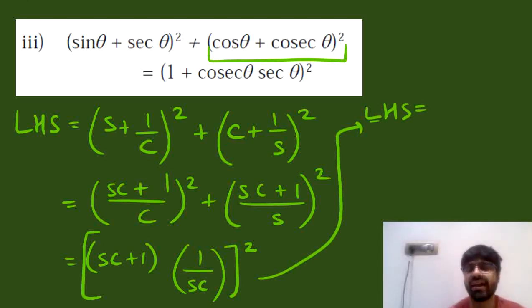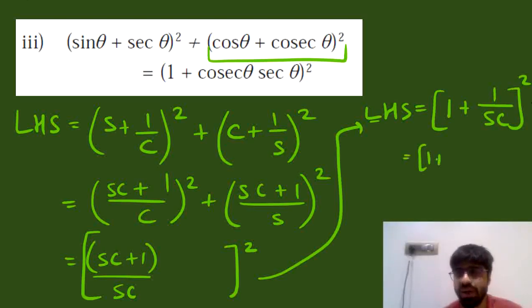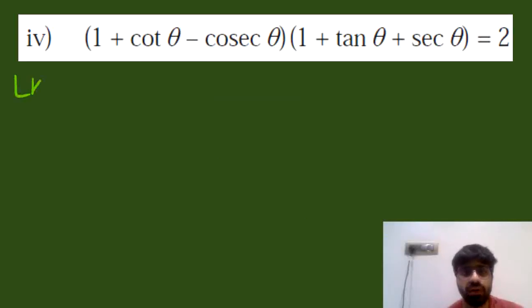So finally, when you open the bracket, it's like sine theta cos theta plus 1 upon sine theta cos theta only. You split the two terms. So the first term would be sine theta cos theta upon sine theta cos theta, which is 1, plus it is 1 upon sine theta cos theta, the whole square. Now, we know that 1 upon sine theta will be cosec theta. So the first term is cosec theta into 1 upon cos theta will be sec theta. So this entire expression becomes 1 plus cosec theta sec theta, the whole square, and that is what we had on our right hand side. So this entire expression turns out to be equal to the right hand side, and that is how we are solving our third question.